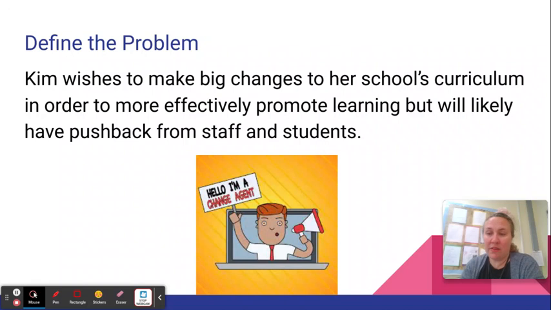So, in one quick little sentence, Kim wishes to make big changes to her school's curriculum in order to more effectively promote learning, but will likely have pushback from staff and students. Kim sees herself as this change agent. She is someone who's going to come in and make big changes. However, she's also someone who tends to do things on her own, and I'm not sure that that's the best way to make this type of change. I think she's going to have to reconsider how she's going to do that.